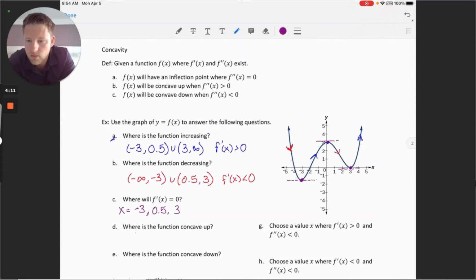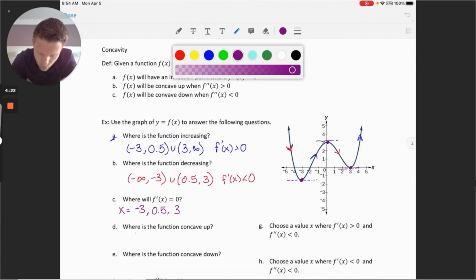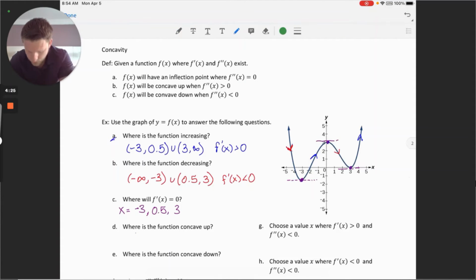Question D and E start to go into the concept of concavity. In other words, we're considering the second derivative in these questions. So let's consider the second derivative in each of these questions. Where is the function concave up? Well, concave up means that my second derivative, f double prime, is going to be greater than 0. In other words, I'm going to have a kind of upward curvature to my function.